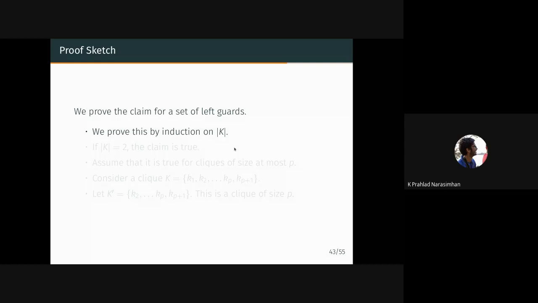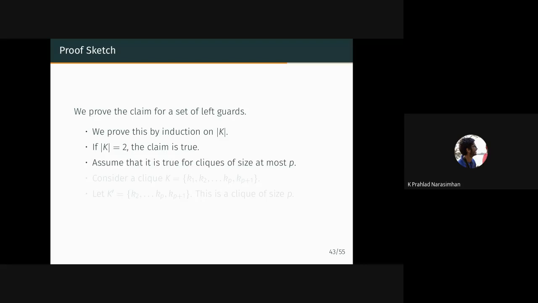We prove this by induction on the size of K. If K was 2, then this claim is trivially true. Because a clique with 2 vertices is exactly an edge. And this is the same as saying that 2 vertices, let's say V1 and V2, have an edge in GT if and only if there exists a guard which sees both of them, which is exactly the definition. And that is exactly our claim. Therefore, the base case is true.